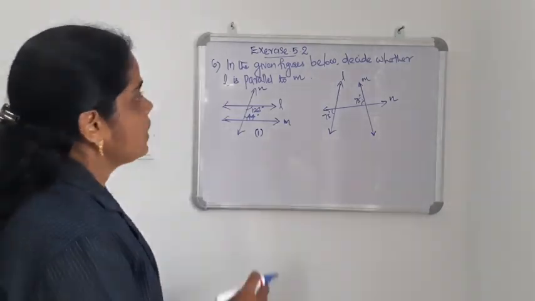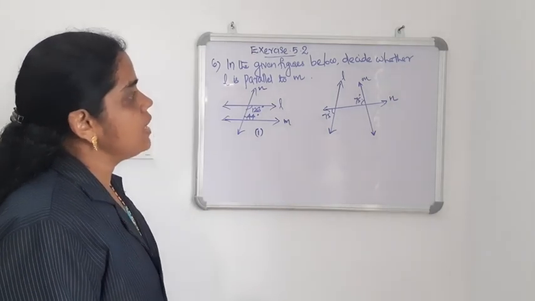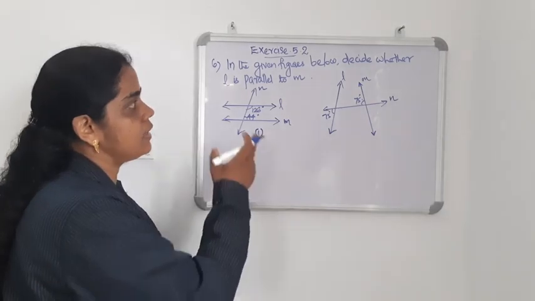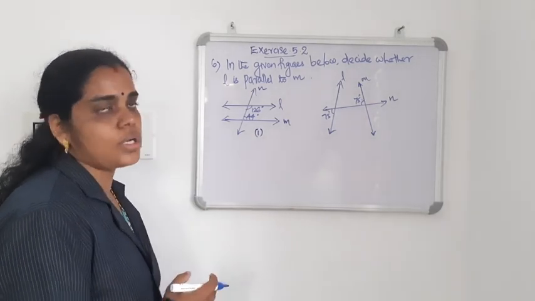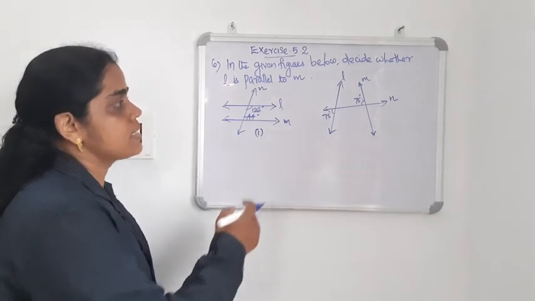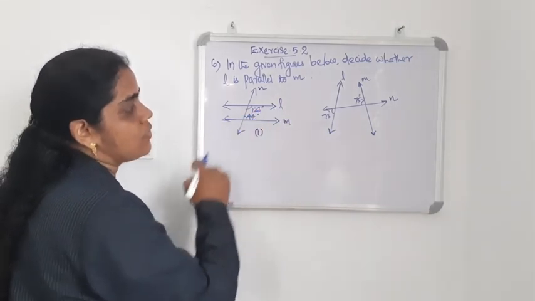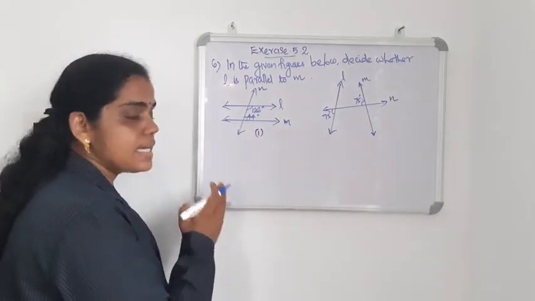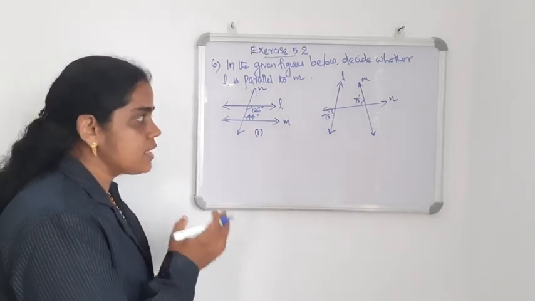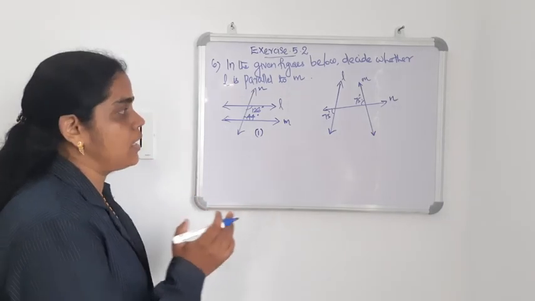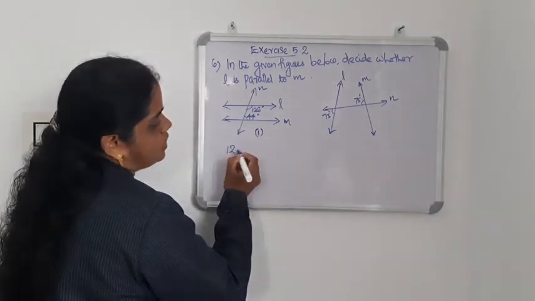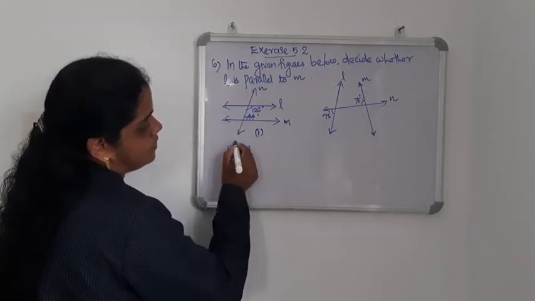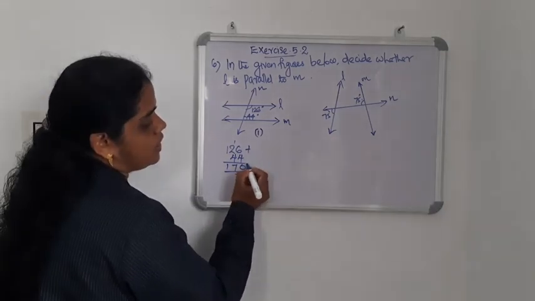Sixth question. In the given figures below, decide whether L is parallel to M. Some angles are given, and we need to find out whether L is parallel to M or not. Here also we can apply the properties. The angles 126 and 44 are given. What is the name of these two angles? They are angles on the same side of the transversal. What is the property there? They must be supplementary. So we add these two, 126 plus 44. What is the sum? It is only 170 degrees.